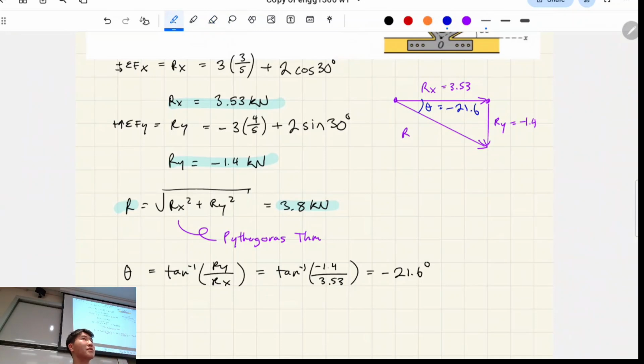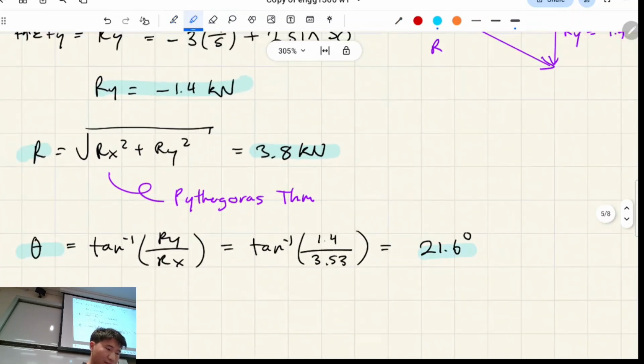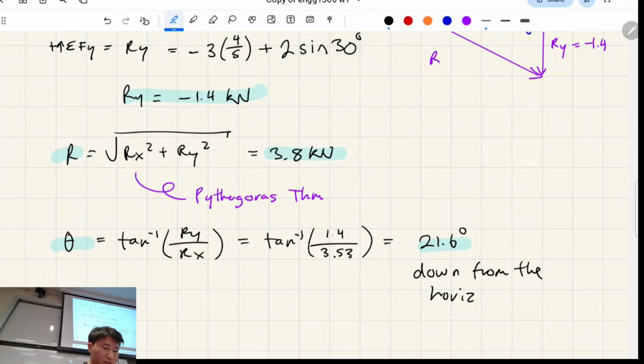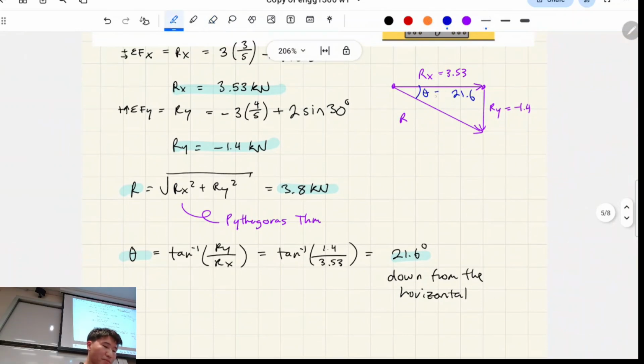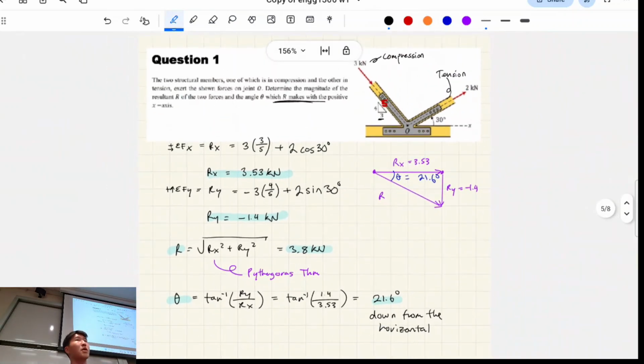The other thing to note about the angles here is that I've decided to represent the answer as a negative angle, but you can either do this, or you can say down from the horizontal, or you can say decline angle or something like that. Essentially it's the same thing, right? And that's the first question. Any questions to do with that one?